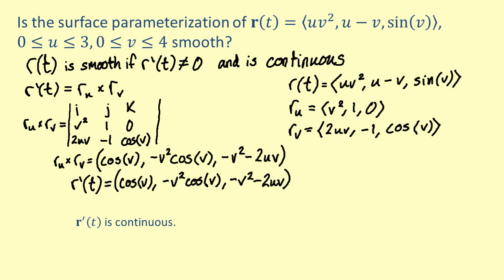Looking at the i component, the only value in the ranges that would result in a 0 would be v equals pi over 2. But if v equals pi over 2 is substituted into the k component, that component cannot be 0 within the given ranges. Since at least one component is always non-zero, r prime is never equal to 0. Because both conditions are satisfied, the surface parameterization of R is smooth.